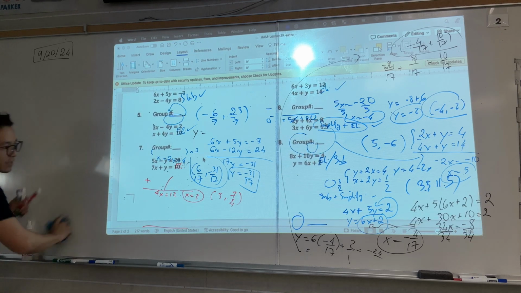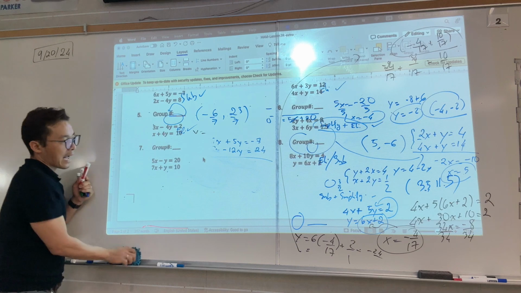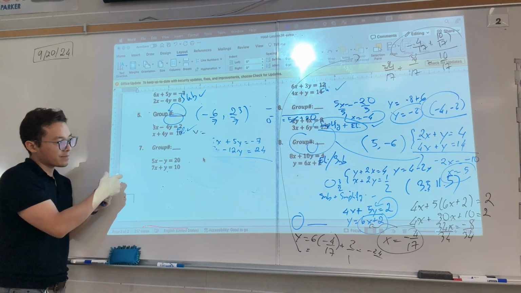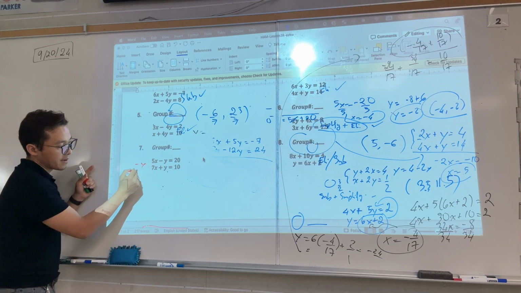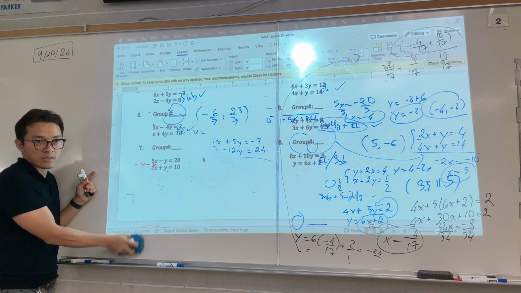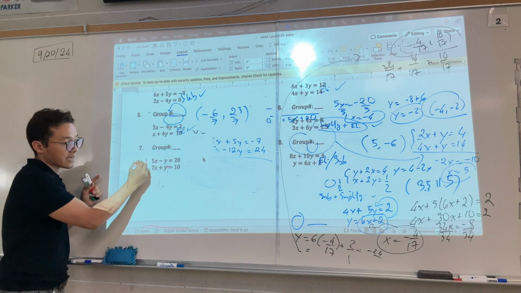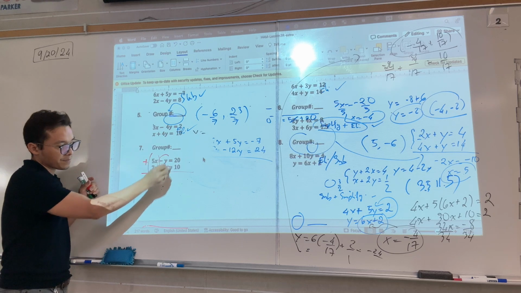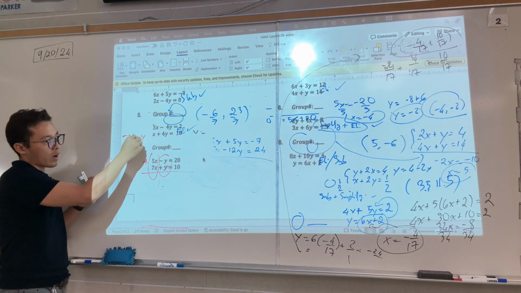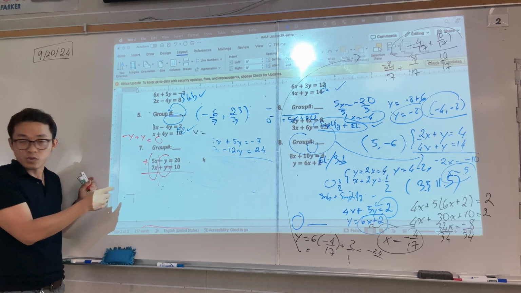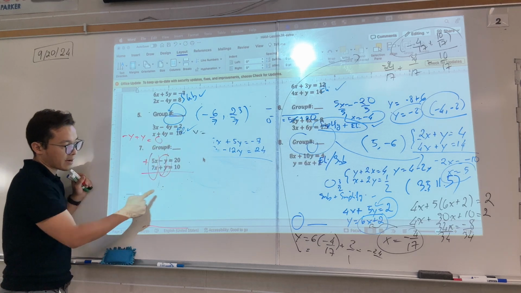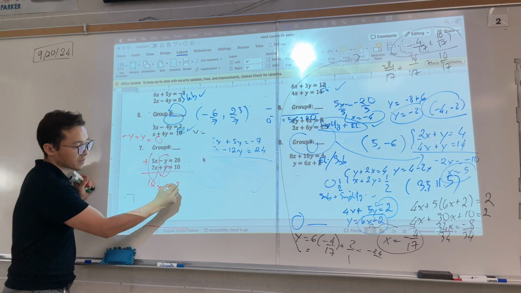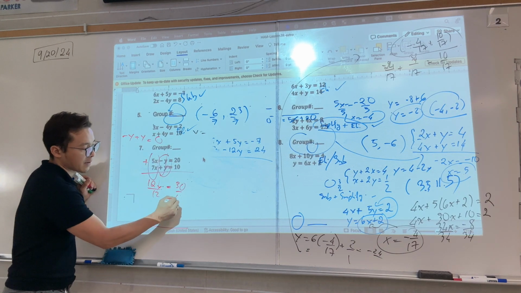So number 7. Let's talk about number 7. Are you going to subtract them to eliminate the y? No, if you subtract them, you're going to have negative y minus y. They're not going to be gone. So you need to add them. When you add them, negative y plus y, they're going to be gone. This one is gone, so we don't need to care about this. 5x plus 7x is 12x. 20 plus 10 is 30. Now divide by 12.